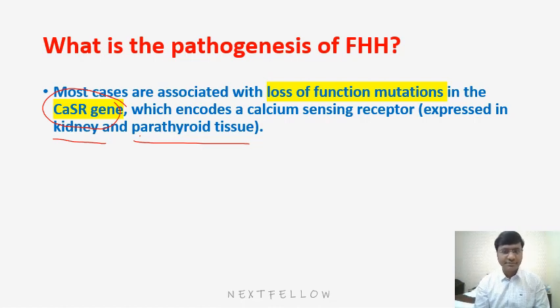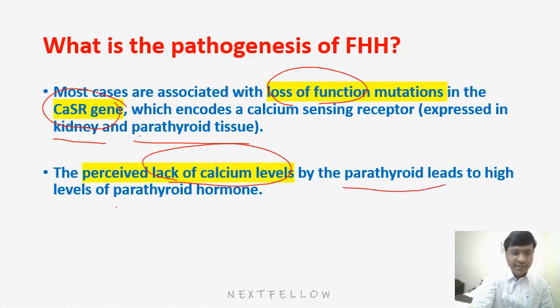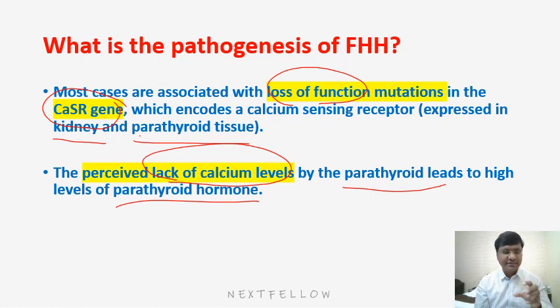Now, in case of familial hypocalciuric hypercalcemia, there is loss of function of this particular CASR gene. That means it cannot detect how much calcium there is. So because of that, the parathyroid will perceive that there is low calcium, right? The perceived lack of calcium by the parathyroid leads to an excess amount of parathormone secretion. Actually, your CASR gene has to take the information from the serum and give it to the parathyroid. But here the CASR gene is mutated.